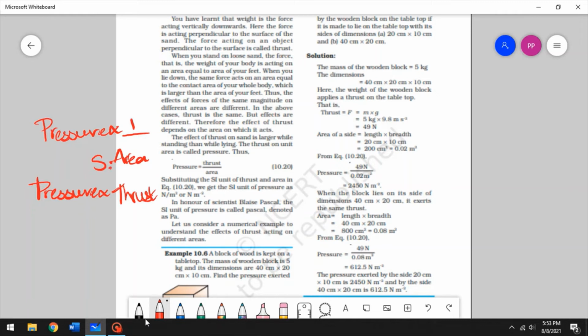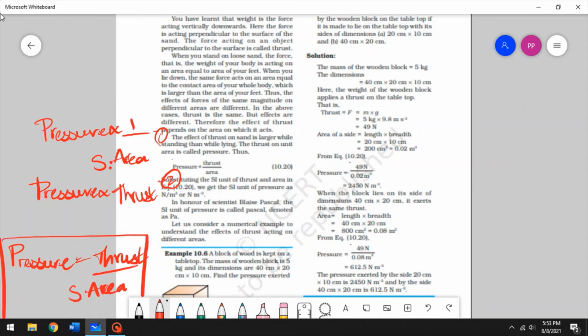So just like how we did it for the force of gravitation, we can say that if this is equation 1 and this is equation 2, then we can conclude that pressure is equal to thrust per unit area, or thrust by area, or thrust by surface area. Alright, that is your formula for pressure.